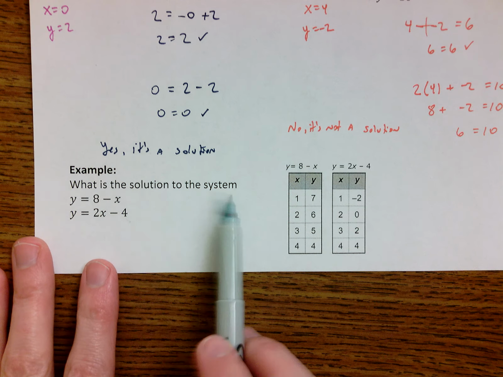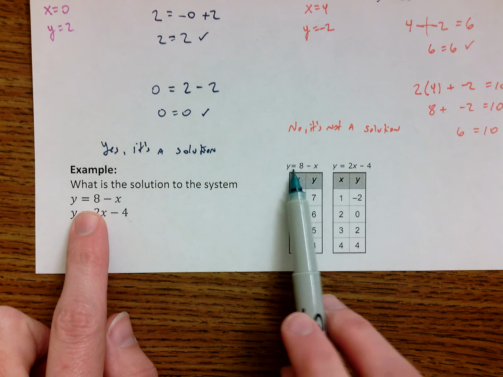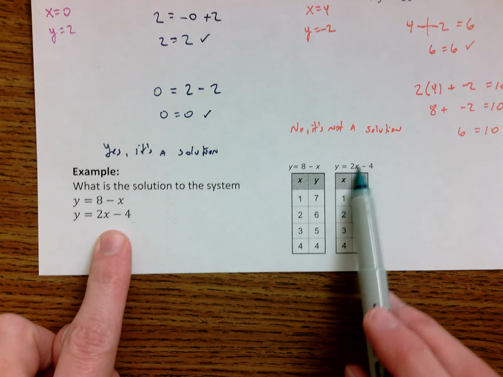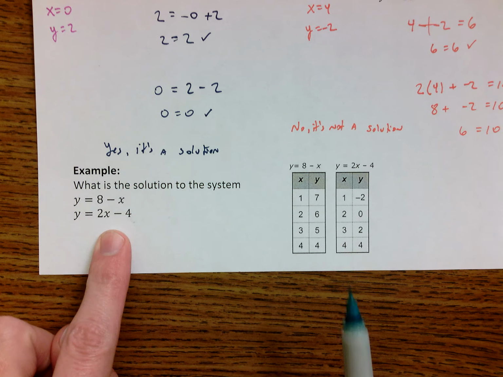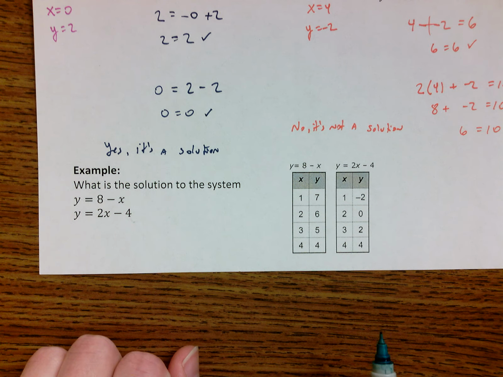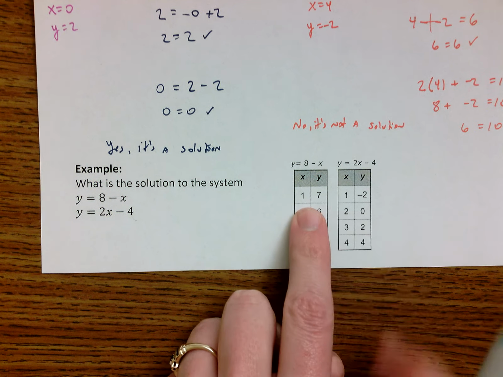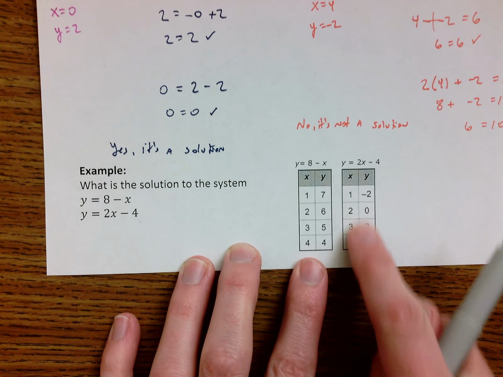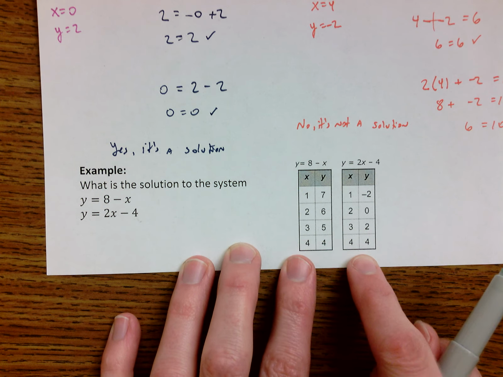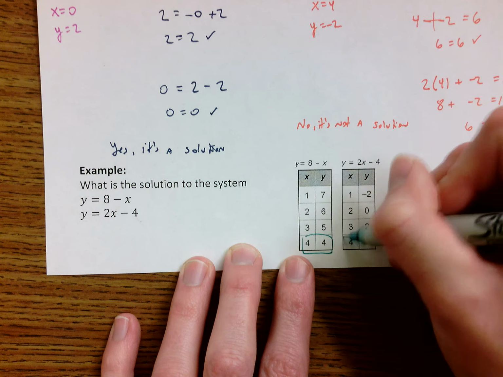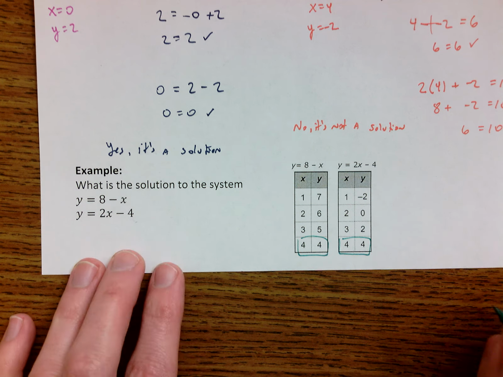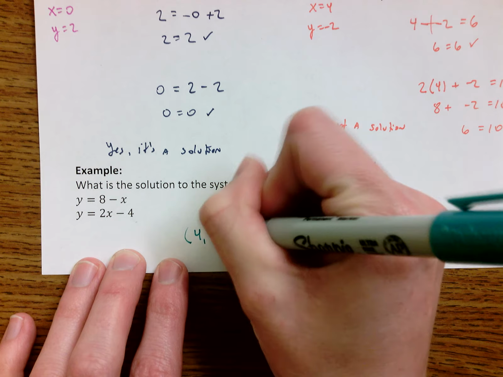Okay, so let's look at this guy right here. So we want to know what's the solution to this system. Okay, this equation right here, we already have a table of values for. This equation right here, we already have a table of values for. So what we're looking for is a point that shows up in both. Like here is the point 1, 7, right? 2, 6, 3, 5, 4, 4. So I'm looking for which one of those shows up in this table as well. And it looks like it's this guy, right? That's the only one that shows up in both tables. So that is my solution. It's the point that shows up for both of them. So my solution is the point 4, 4.